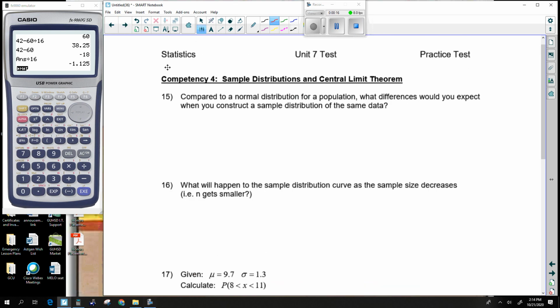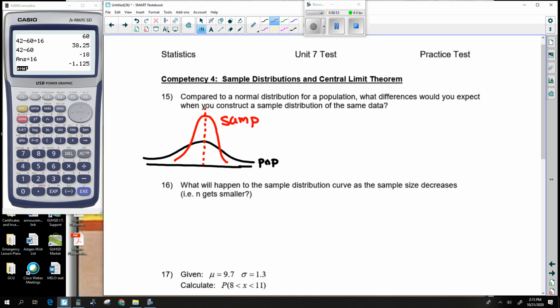Okay, competency 4 is a lot of words. There's a couple math problems, but it's a lot of words. So they want to know, how does a distribution of a population compare, like what differences will you see when you create a sample? All right, so right now, here's our regular old population kind of idea. So a population, kind of dull. And then we keep the same average, but when we create a sample, this is an over-exaggeration of what's going to happen. All right, this is what's going to happen when we create a sample.